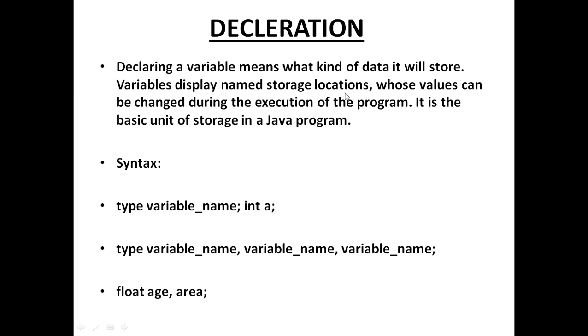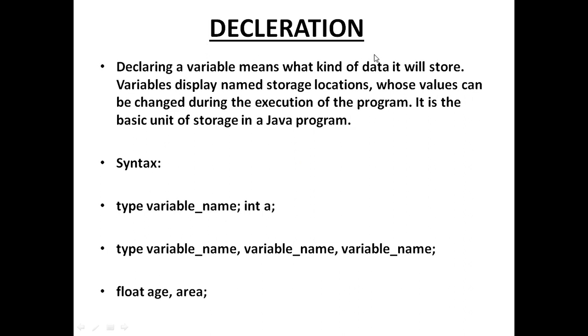Next, variables are named storage locations. A variable is the name of the storage location, whose values can be changed during the execution of programs. It is the basic unit of storage in Java.